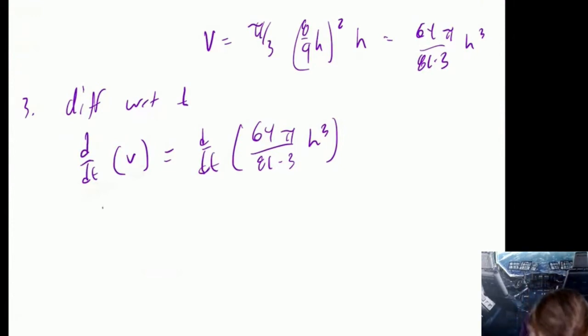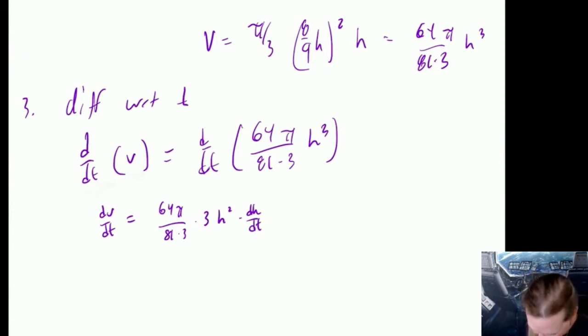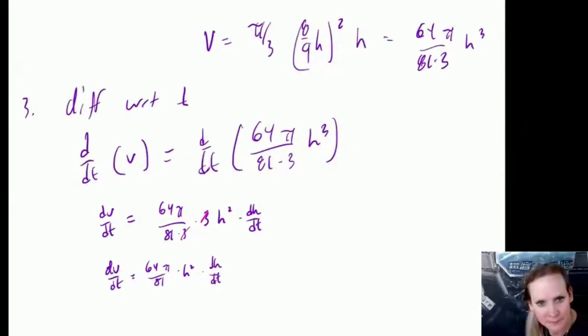V depends on T, so on the left-hand side, I'll have dV dt. On the right-hand side, I get to pull out some constants. But then I've got to apply d dt to H cubed, and I'll have 3H squared times dH dt. Again, variable mismatch. T is not H, and so the derivative ends up popping up in the back there. I'm going to cancel my 3's. So then I have dV dt equals 64 pi over 81 times H squared times dH dt. That was differentiate.